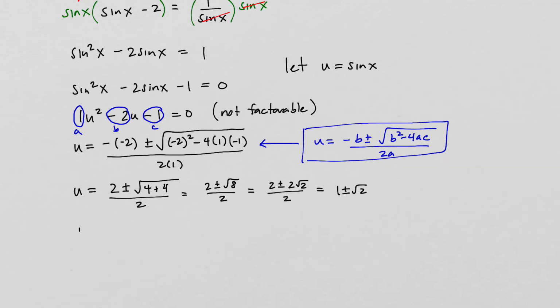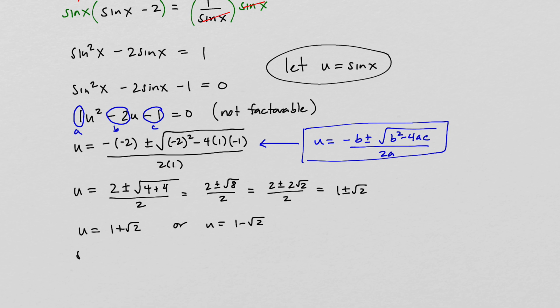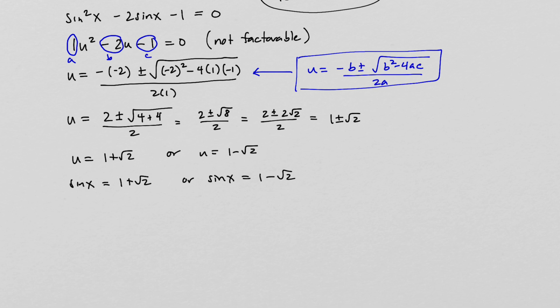And so we have u is either equal to 1 plus radical 2 or u is equal to 1 minus radical 2. Now let's remember that u is really sine of x. So this means that sine of x has to be 1 plus radical 2 or sine of x has to be 1 minus radical 2. And to finish this now, I'm going to use a calculator.